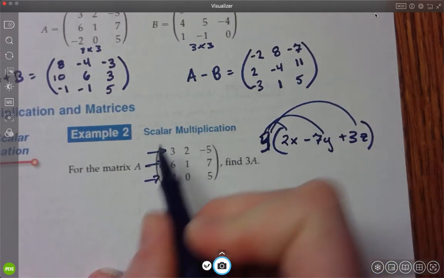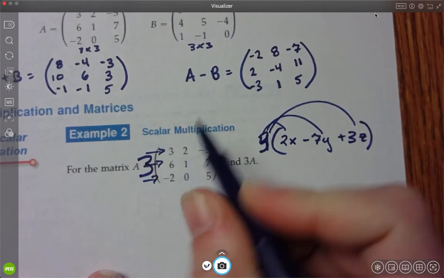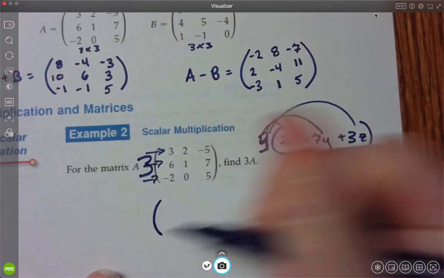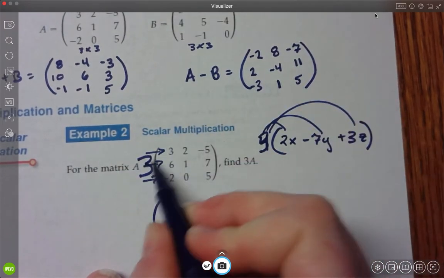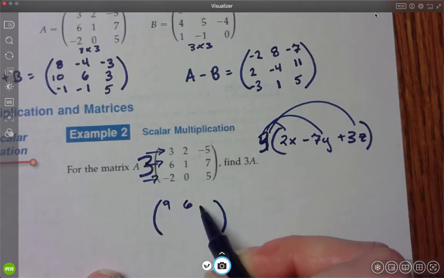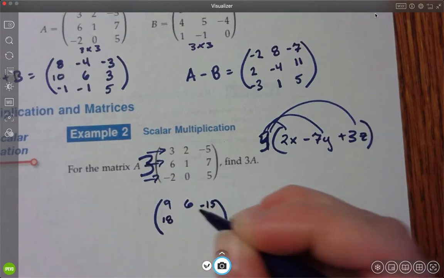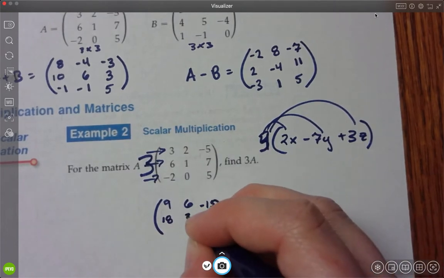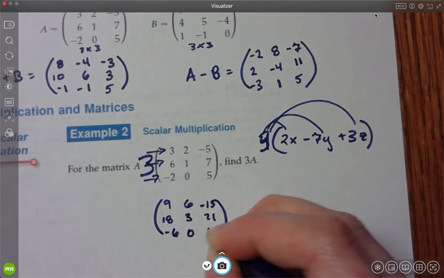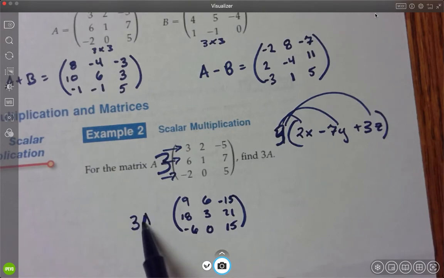So they want us to find 3A, so this would look like 3 times all of that. I just take every single number in here and multiply it by 3. Okay, so 3 times 3 will give me 9, 3 times 2 is 6, 3 times negative 5 is negative 15, 3 times 6 is 18. Ooh, I'm going through this kind of fast. 3, 21, negative 6, 0, 15. That's what it would look like. So 3A as a new matrix will look like this.